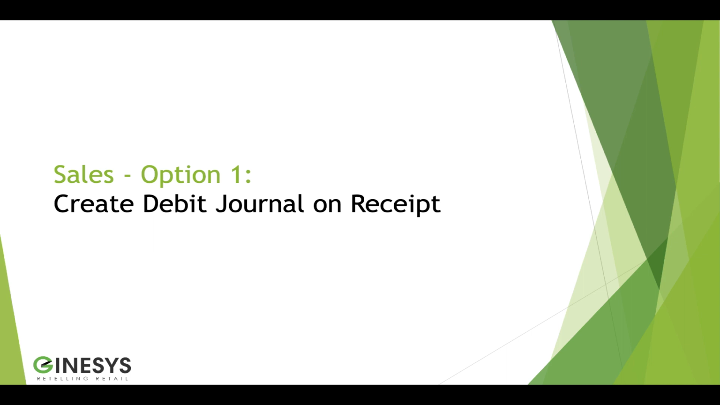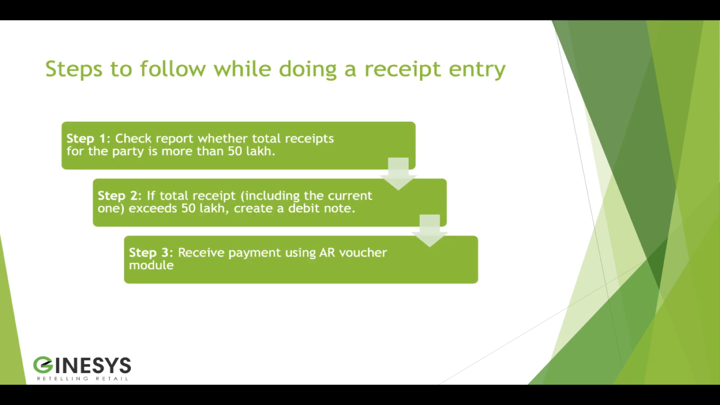So the very first option we shall be discussing here is to create a debit journal on receipt. What will be the steps to follow while doing a receipt entry? The first step will be to check the total receipts from the customer, whether it is exceeding 50 lakhs or not. If the total receipts, including the one we are receiving right now, exceed 50 lakhs, then we need to collect TCS on the amount getting received. For that, we need to create a debit note, and step 3 will be to receive the amount in the AR voucher. We'll see how to do that in the system.